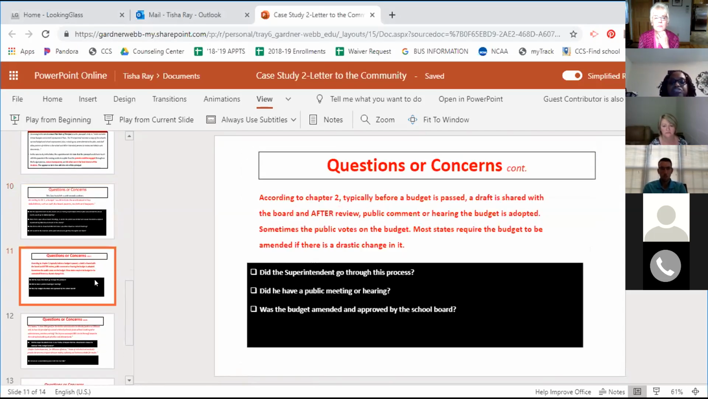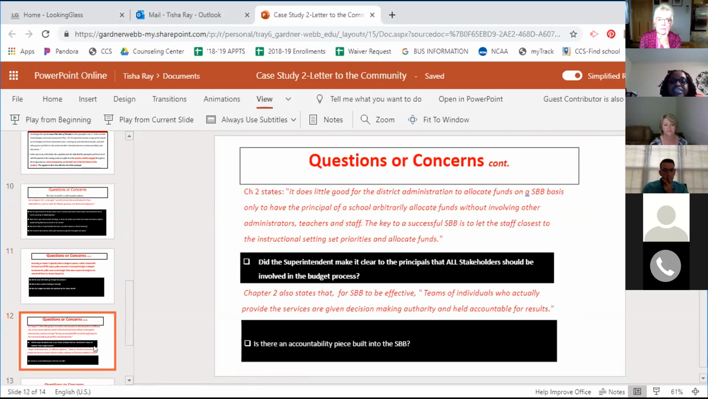Additional question concerns. According to Chapter 2, typically before a budget is passed, a draft is shared with the board, and after review, public comment or hearing, the budget is adopted. Sometimes the public votes on the budget. Most states require that the budget be amended if there's a drastic change in it. Our questions and concerns were, did the superintendent go through this process? Did he have a public meeting or hearing? Was the budget amended and approved by the school board?